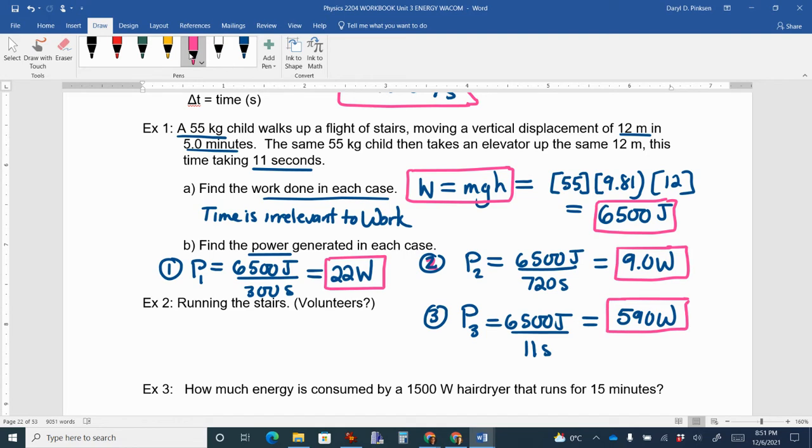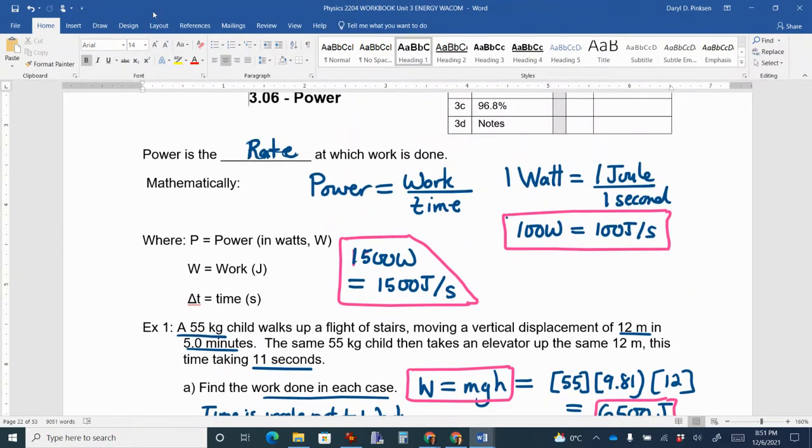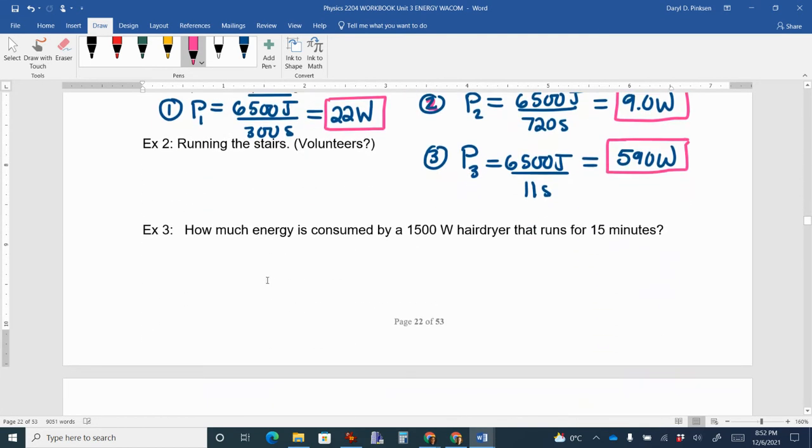But there's really not much to this power business. If you know the work done and you know the time, you know the power. There's nothing more to it than that, and that will allow you to do these questions. Just make sure that everything is in seconds. So obviously this here needs to be converted to seconds in order to do these questions.